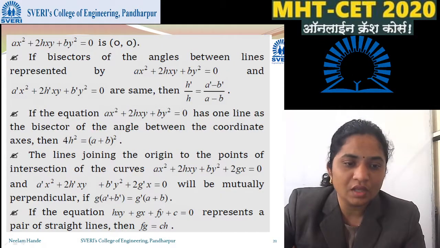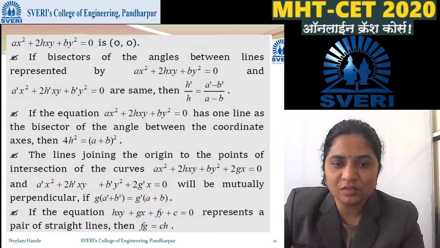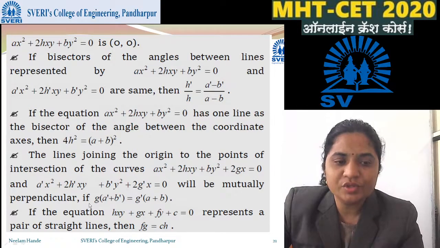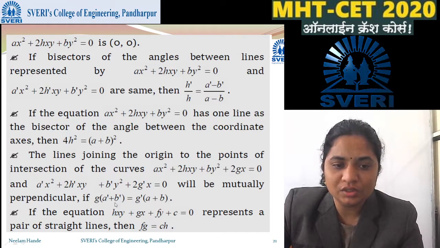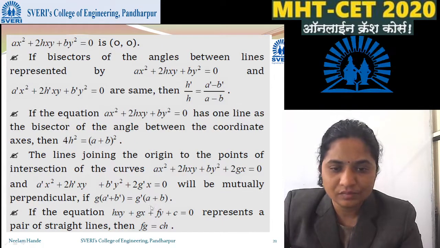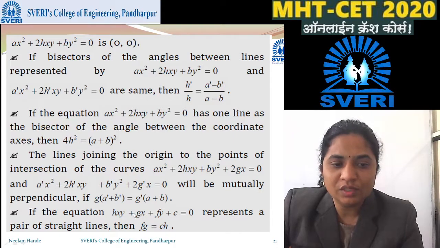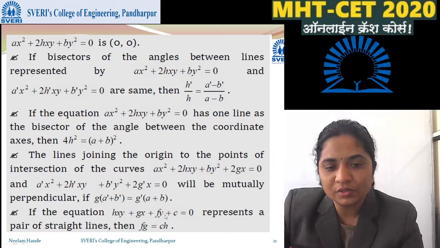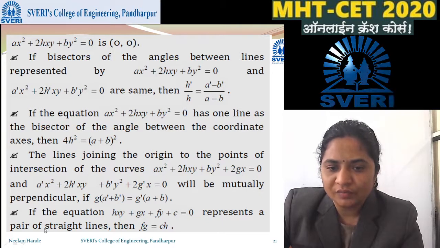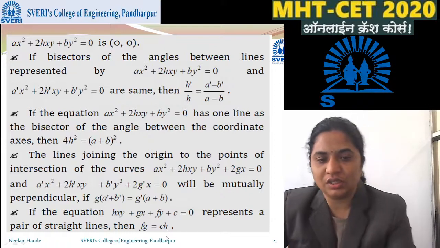Now, the lines joining the origin to the points of intersection of these two curves will be mutually perpendicular if g into a dash plus b dash is g dash into a plus b. This one can be used as an MCQ. If the equation ax square plus 2hxy plus by square plus 2gx plus 2fy plus c equal to 0 represents a pair of straight lines, then fg is equal to ch.